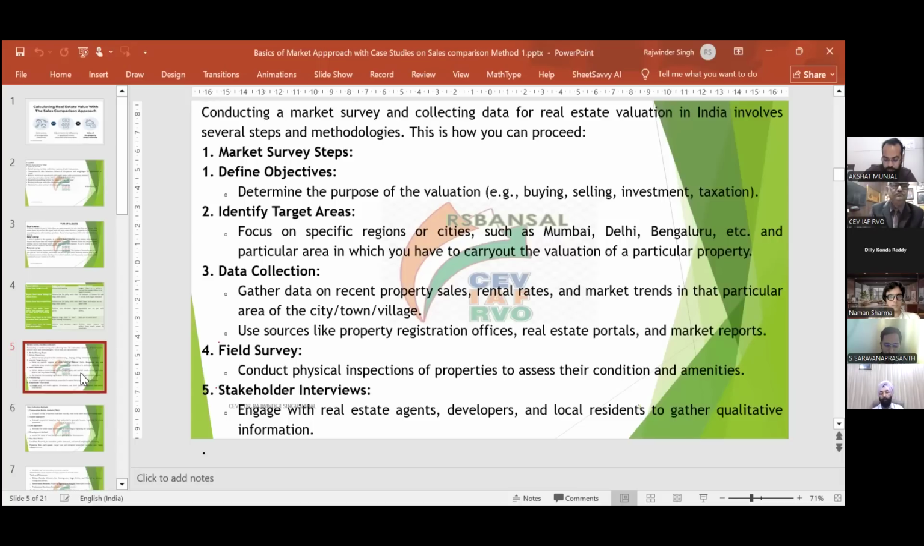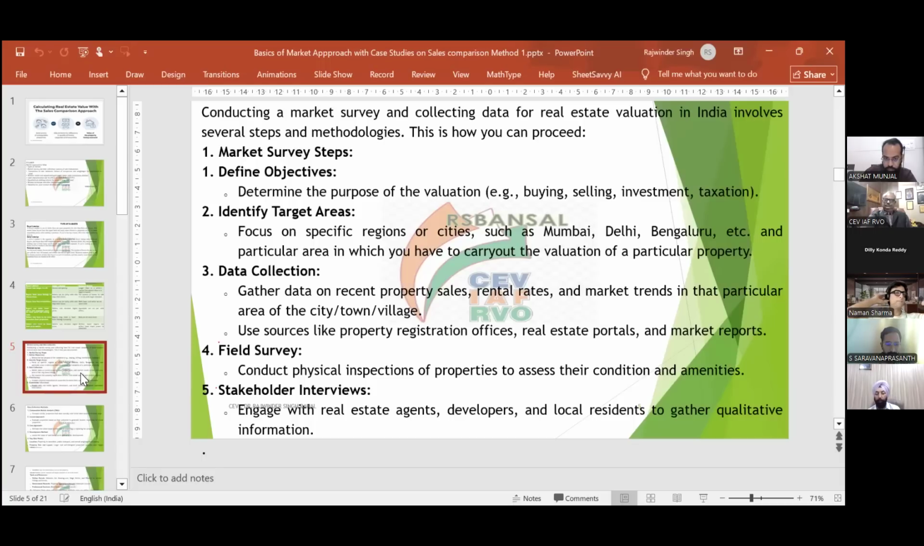Survey means you need to collect the data by doing a survey. Here survey does not mean that you have to find out different levels of the ground, whatever surveying you do in your engineering. Here survey means you have to make a survey about the selling prices and other details of similar property in the vicinity of the property of which you do valuation.